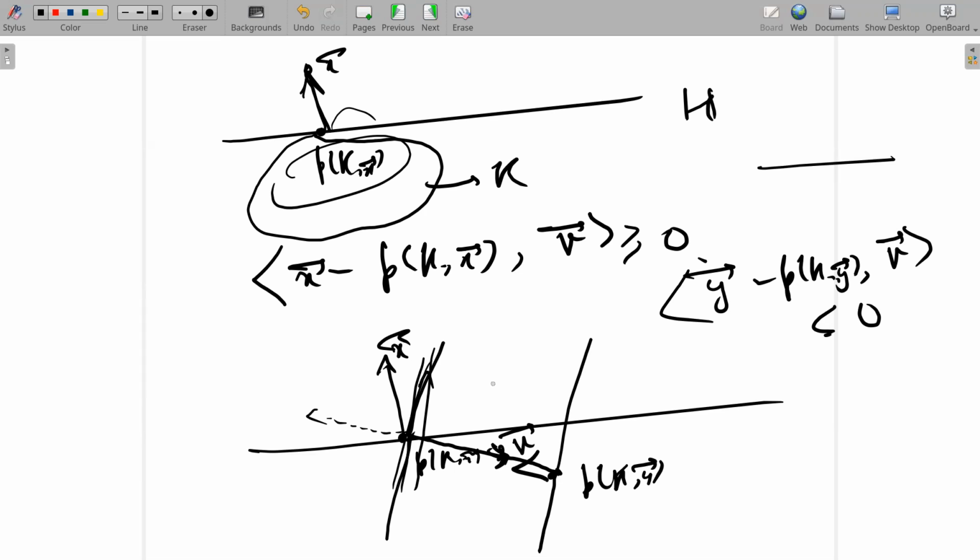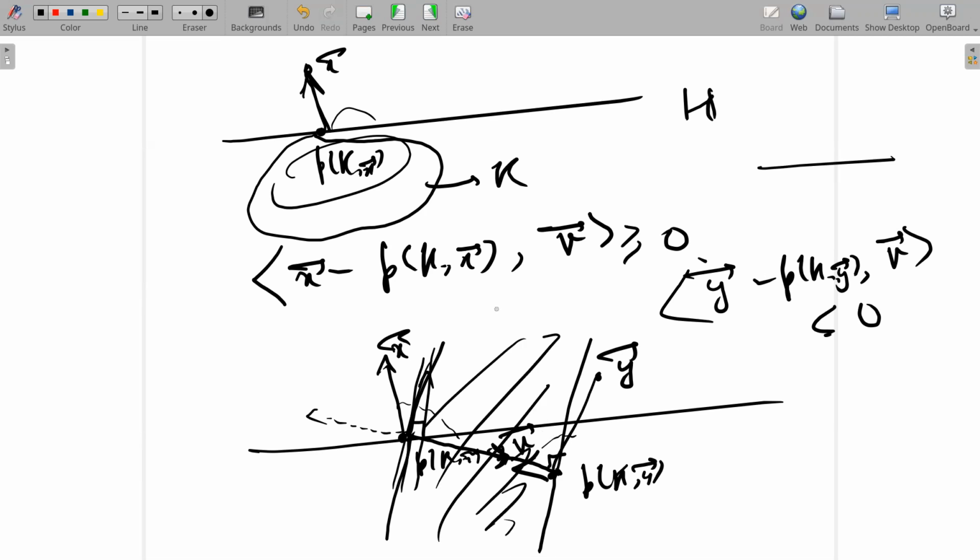So y cannot belong to this region. So y has to be somewhere here, because y minus pky. So this angle is 90 degrees, this is 90 degrees. So from this description, both these angles have to be bigger than 90 degrees. So y has to lie outside of this region. Otherwise you'll get an acute angle.